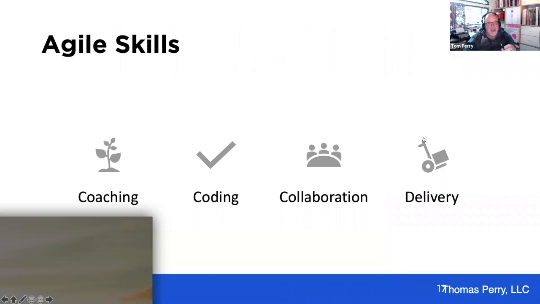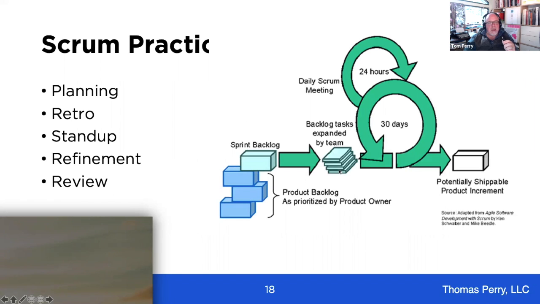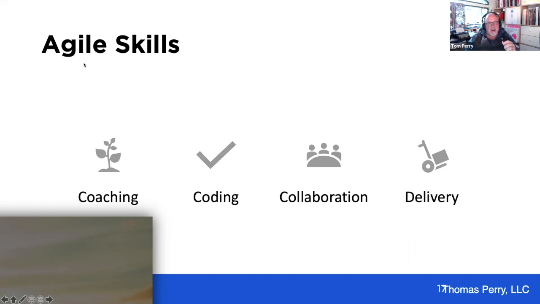So to go there next, when I think about agile skills, here are a few categories of coaching of agile skills. There's coaching, there's coding, there's collaboration, and delivery. I'm pretty sure there are probably some others. Does anybody have anything they just want to blurt out? Okay, we'll roll with that then. Well, so maybe planning, Tom. Yeah, and I think that might be a good top level category.